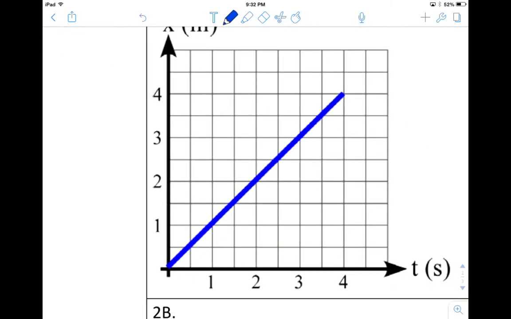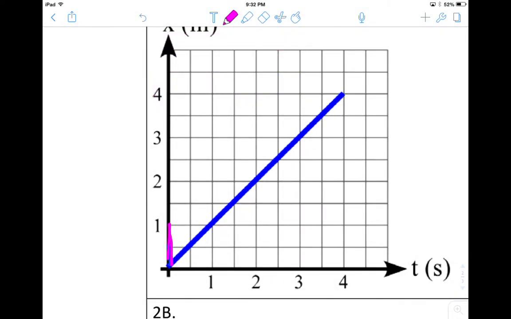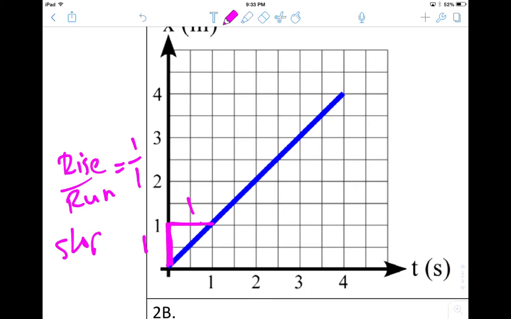Now for this one, I'm going to start at 0. Let's use something cool like pink. So my rise is here. My run's going to be here. So I've got a rise of 1 and a run of 1. So rise over run is 1 over 1. So my slope is just 1.